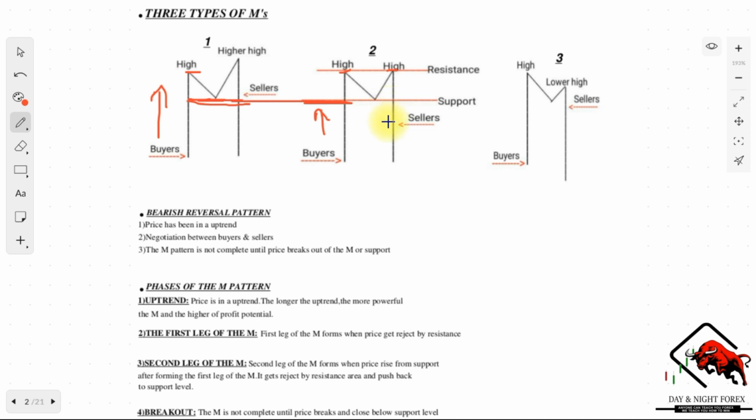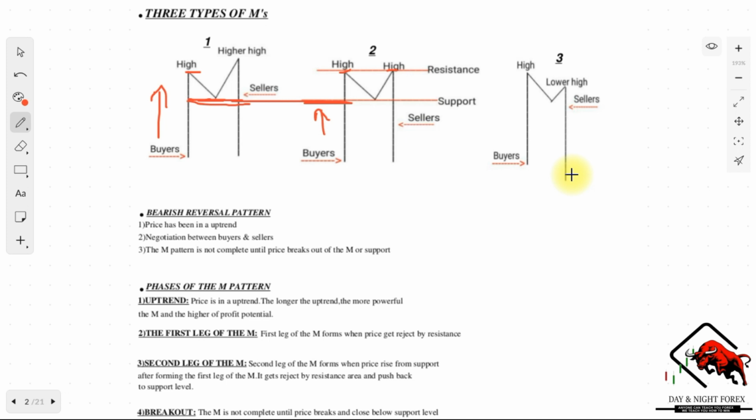So that is what we call our M, and this is how you get a confirmed M formation, right? Don't force it. It must be clear on your chart. You should be able to clearly write it out like this, or really see that this is an M formation on your chart.